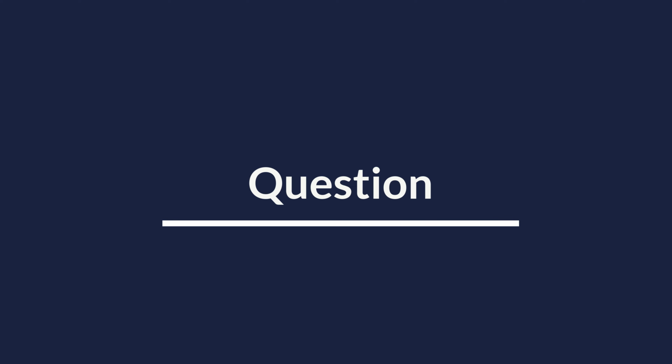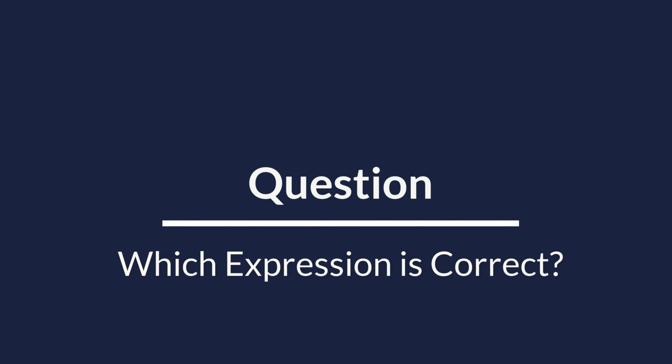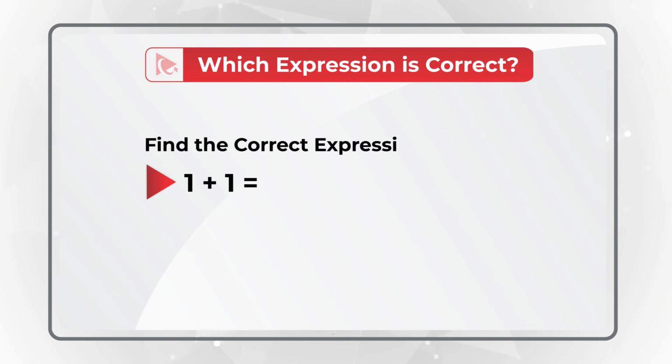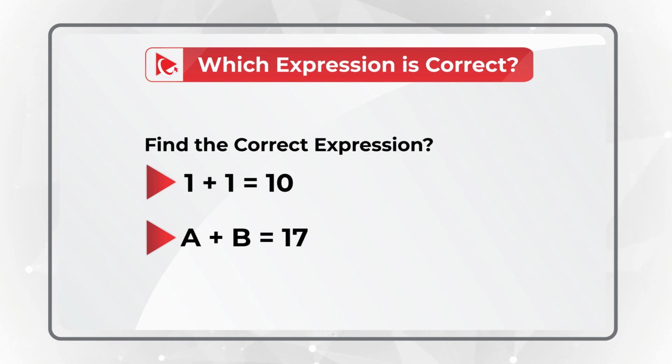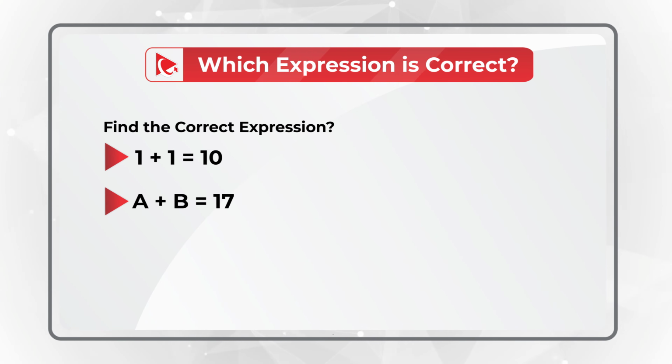Here's a very unusual question which is frequently used in the test. You need to find the correct expression, and you're presented with choices: first, 1 plus 1 equals 10, and second, A plus B equals 17. You have 4 different options to choose from.